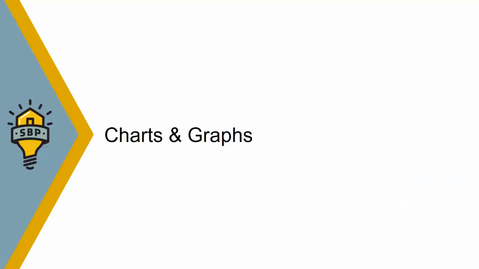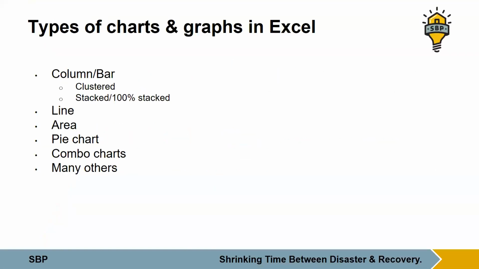So now we're going to talk about charts and graphs. The types of charts and graphs in Excel are column or bar charts, which I don't know about you guys, but when I learned about graphs in school, it was all bar charts. Basically in Excel, a column chart is vertical bars and a bar chart is horizontal bars.